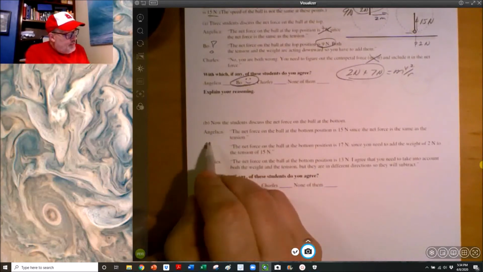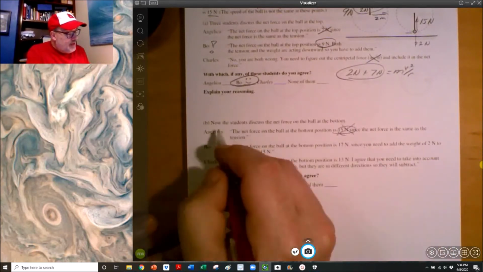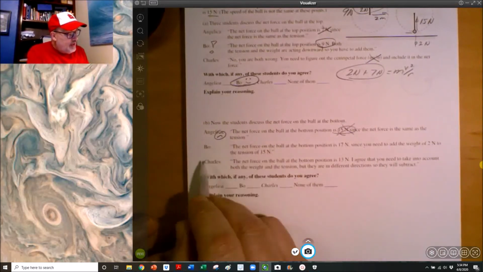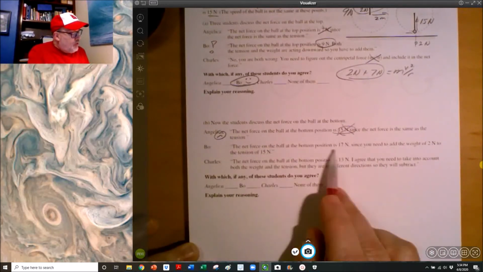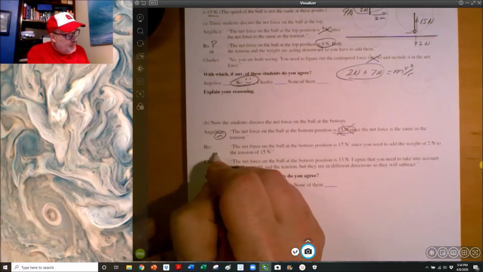All right, let's see what the students have to say. The net force on the ball at the bottom is 15 newtons. All right, Angelica, we're not doing so good today. How about Bo? The net force on the ball at the bottom is 17 newtons since... oh, Bo, you were doing so good before.